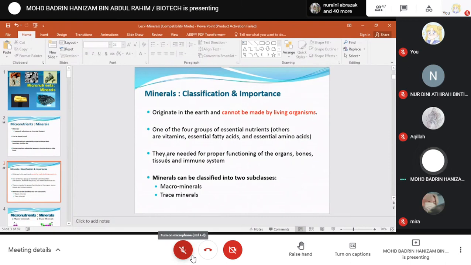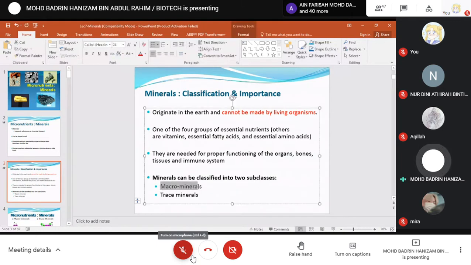Amino acid. So these minerals are needed for proper function of organs, bone, tissue, as well as the immune system. There are two subclasses of mineral, which are macro minerals and trace minerals. Macro minerals, we need quite a lot compared to trace minerals. The name trace mineral is because we only need this type of mineral in trace amounts.